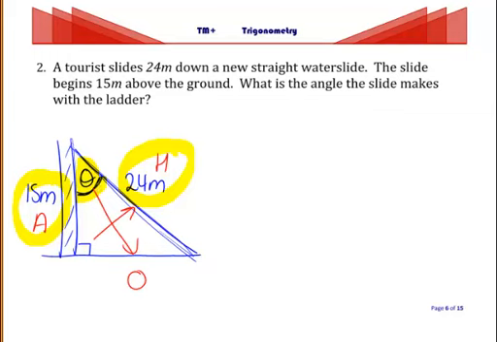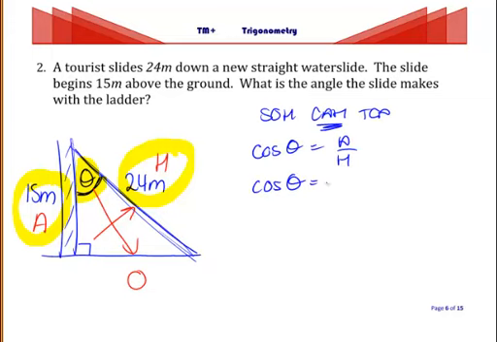So A and H, SOHCAHTOA, A and H is cos. So cos theta is adjacent over hypotenuse. Cos theta, adjacent was 15, hypotenuse was 24. You have to make sure they're in the same units as well. In this case they're both metres, so that's fine. We need theta, so we're going to find inverse cos of 15 over 24.